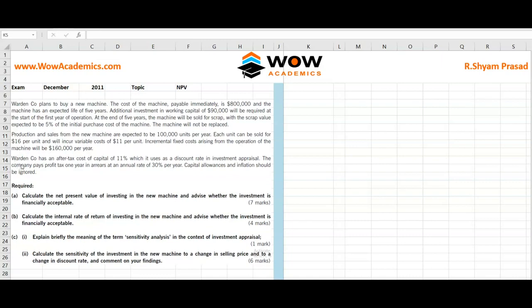Here Warden Co has an after-tax cost of 11%, which it uses as a discount rate in investment appraisal. So this is your discount factor. The company pays profit tax 1 year in arrears at an annual rate of 30% per year. Capital allowances and inflation should be ignored. So the tax is going to be paid 1 year in arrears at 30%, and there is no tax benefit or depreciation benefit or inflation in this problem. So this is a very straightforward problem.